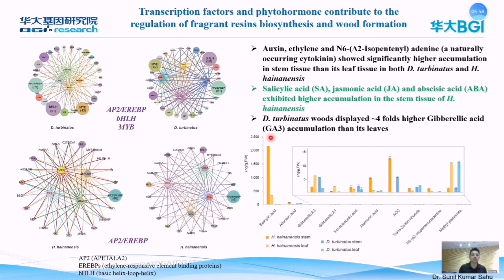Then we looked into the gene regulatory networks of these two species and found that AP2, EREBP, and bHLH transcription factors had a very close association with fragrance and wood biosynthesis. Coming to the phytohormones, we found that salicylic acid, jasmonic acid, and abscisic acid were highly accumulated in the stem tissues of Hopea chinensis. On the other hand, D. turbinatus displayed fourfold higher gibberellic acid accumulation in the stem than in leaves.